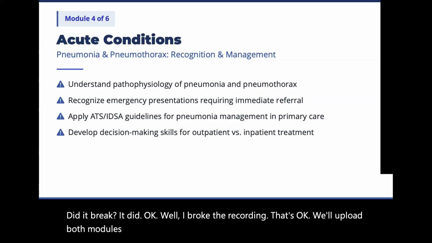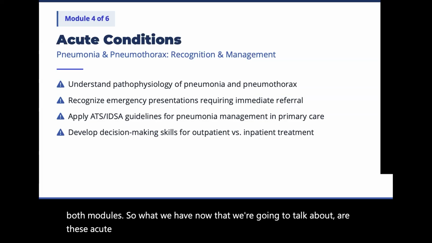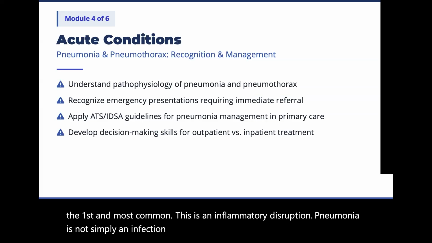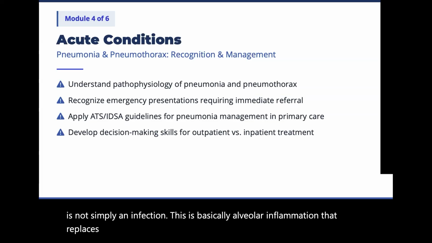So what we have now that we're going to talk about are these acute conditions that affect the pulmonary system. So pneumonia is the first and most common. This is an inflammatory disruption. Pneumonia is not simply an infection. This is basically alveolar inflammation that replaces air with exudate.